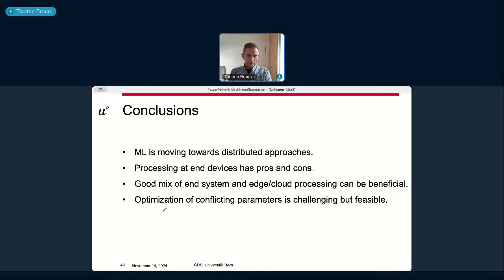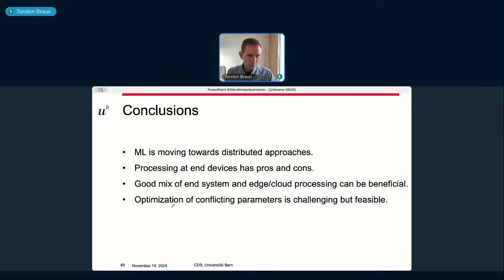We saw that processing at end devices has some advantages, but also some disadvantages. So we have to be very careful to decide what kind of processing load we put on the IoT devices. We always have to consider that maybe an IoT device has limited energy, in case of battery or solar power driven devices. So in that case, it might be a good idea to integrate end system and edge or cloud processing. That means make use of the processing resources we have in an edge or cloud server environment.